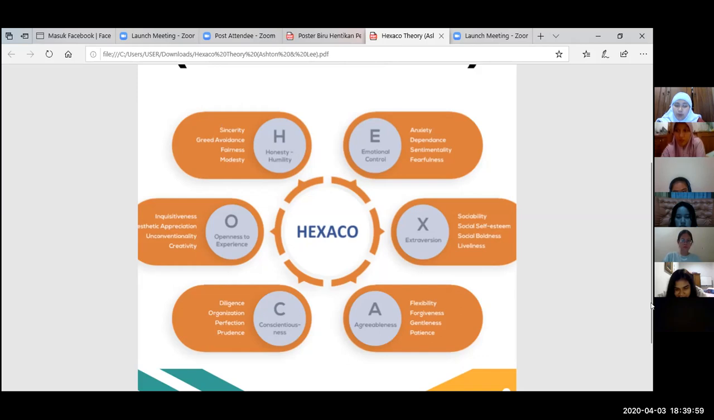And then the fifth one is C for conscientiousness. Conscientiousness is the tendency of people to engage in working and also planning for an organization. Kayak kalian tuh bisa kerja atau planning di sesuatu organisasi kalian kayak gitu.